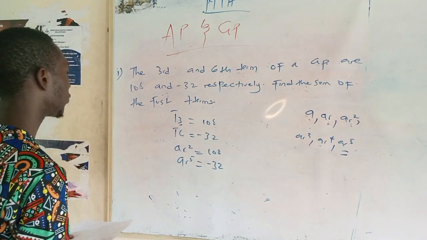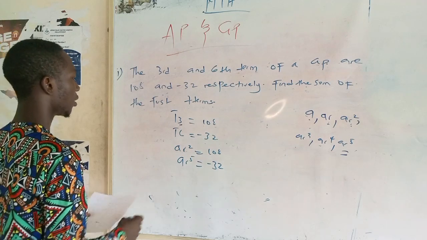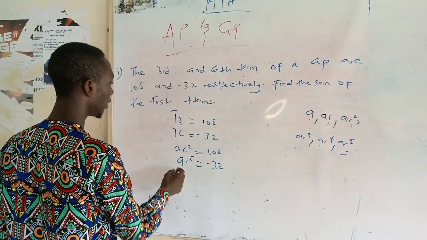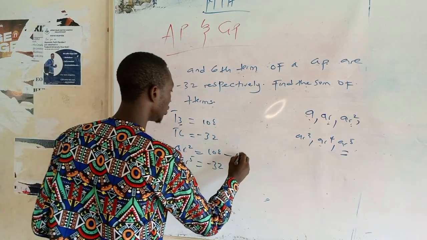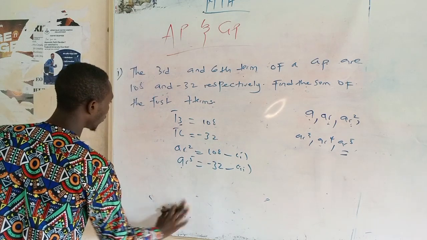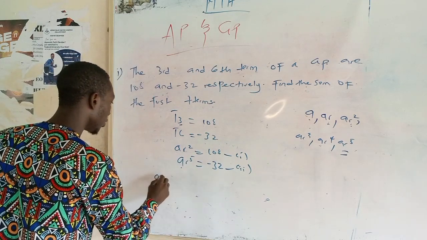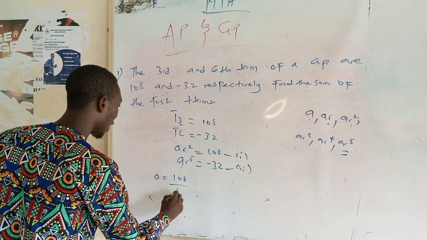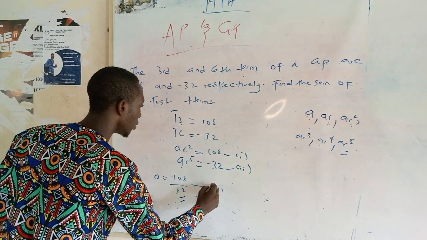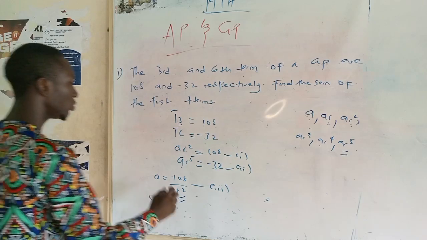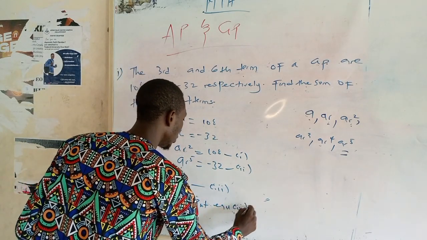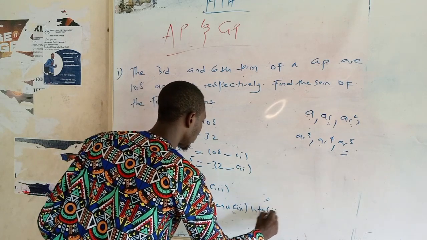So now what do I do from here? Let's just make A the subject of the formula and put it here. This is equation 1, this is equation 2. From equation 1, we make A the subject of the formula, so it becomes A equals 108 over R square. This is equation 3. We put equation 3 into equation 2.